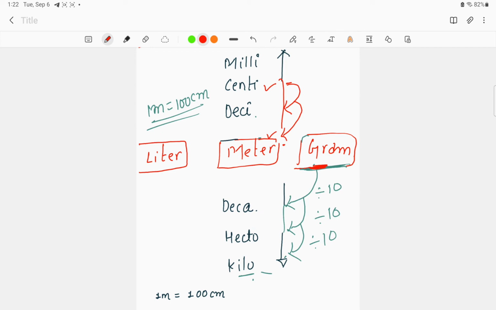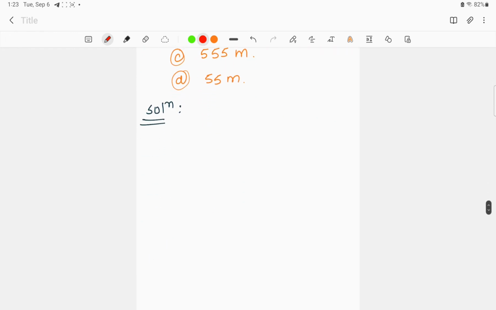Whenever we are following the downward steps, we will divide by 10. So whenever we are going downwards, we divide by 10 for each step, and whenever we are going upwards, we multiply by 10 for each step. Here we are going 2 steps downwards, so we divide by 10 two times. Basically we will be dividing by 100. So converting centimeter into meter means dividing by 100.